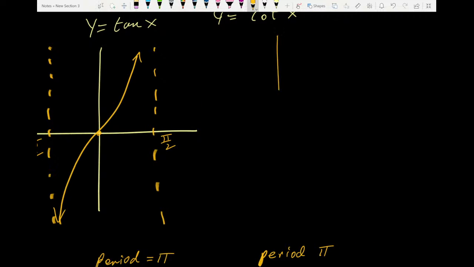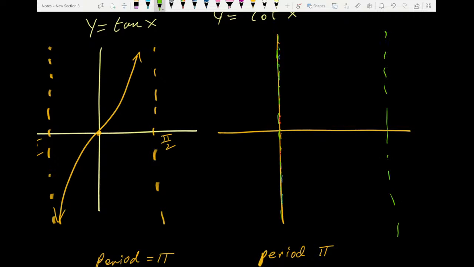For cotangent, it's kind of the same, but it starts at 0, ends at pi. So the midpoint is going to be pi over 2. And it is a decreasing function.